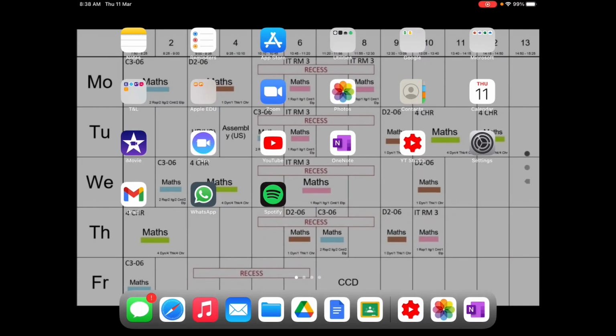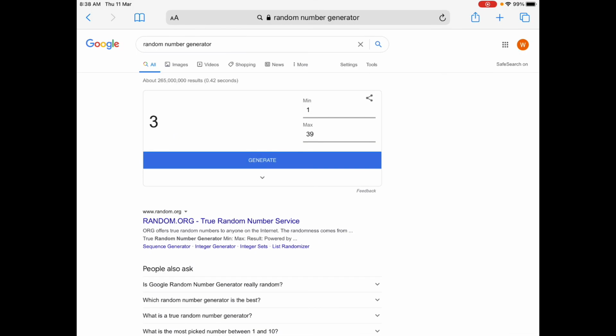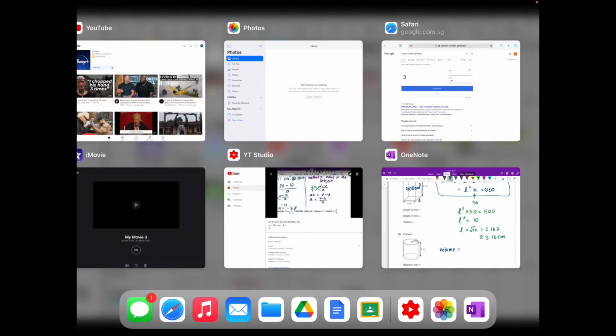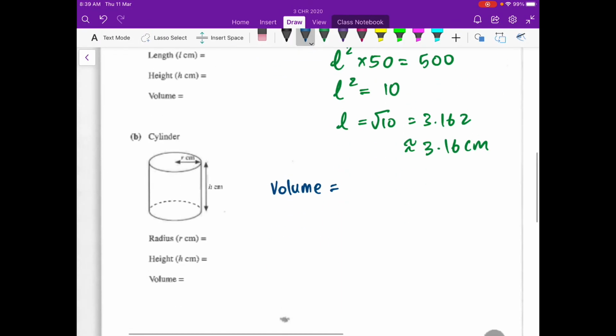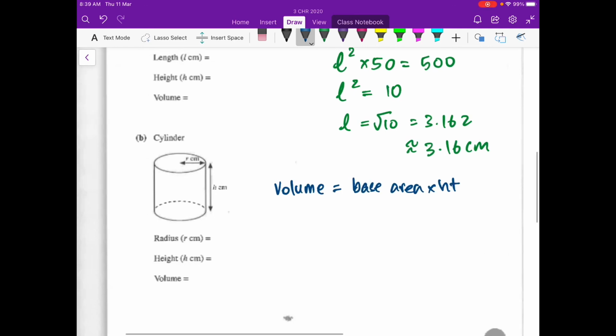Okay, let's choose number 3. 1, 2, 3. Jasmine. What is the formula for the volume of a cylinder? Base area times height. Okay, base area times height. I want something more specific. What is the shape of the base? Circle. So what's the formula for the area of a circle? Pi r squared. So pi r squared h. This is the formula for the volume of a cylinder.